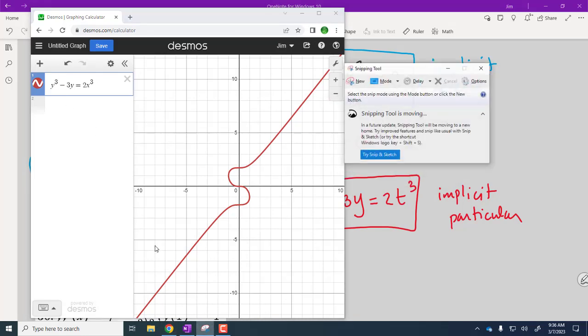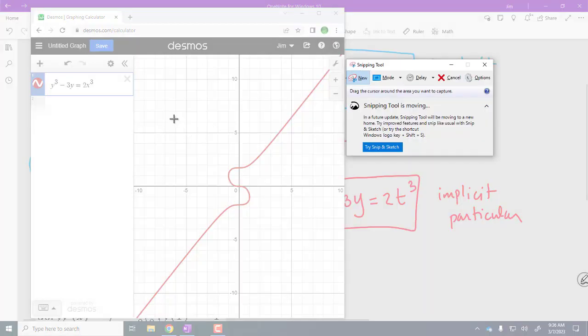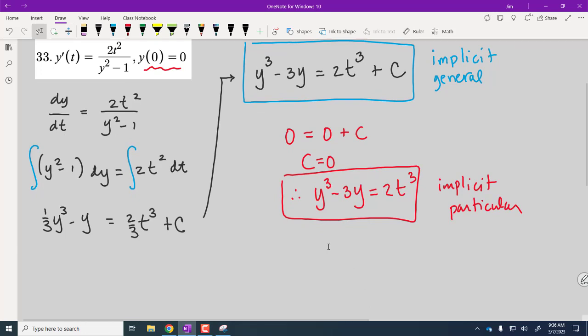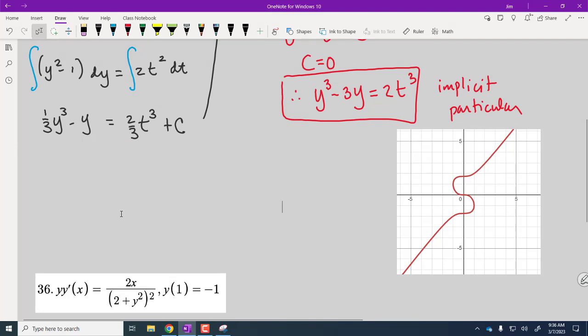So let's talk about this implicit solution for a moment. When we look at this implicit solution, this graph right here has 3 distinct functions. This curve is called a relation. It's not a function because it doesn't pass the vertical line test. But implicit in this curve are 3 functions.